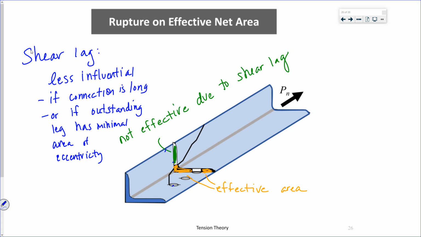So that is all about shear lag, and I'm gonna see if I can come up with something to help illustrate it a little bit better. So now we've talked about yielding and rupture and the effect of shear lag. And next up is going to be talking about block shear.